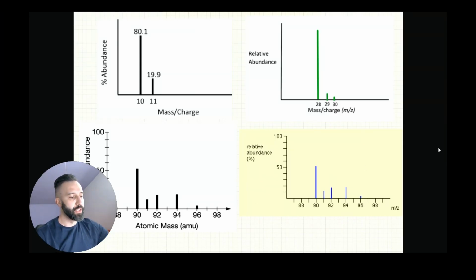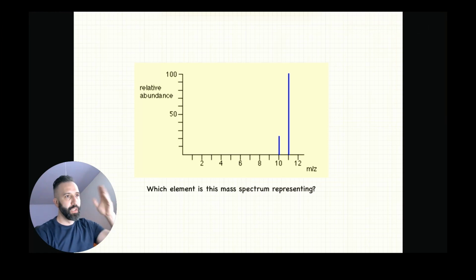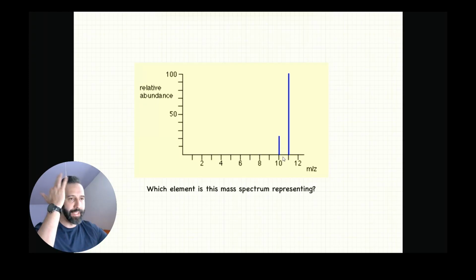So let's try a couple and see. Take a look at this. This is a very easy one. You can see that the mass number here is something close to 11, but a little bit less, because there are two isotopes and this one is at 10 but much less abundant. So this is 10.8 or 9.